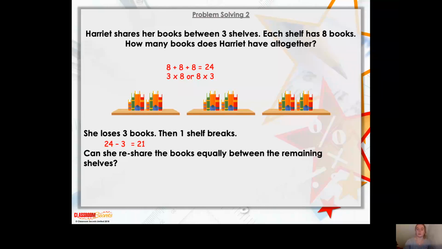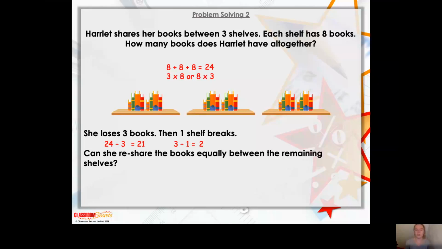We need to do 3 subtract 1 because she started with 3 shelves and then 1 broke, which gives us the answer 2. So now she's got 21 books and 2 shelves. Well, she still needs to put the books on the shelves. Can she reshare the books equally between the remaining shelves? So can she share 21 books amongst 2 shelves?